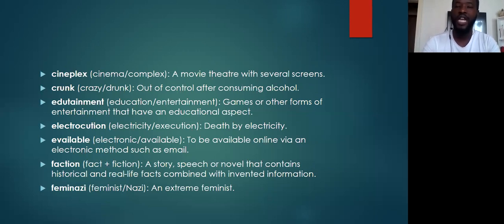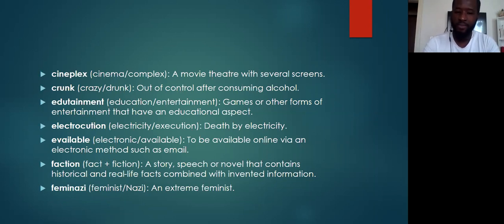Edutainment, what does it mean? It means education plus entertainment. So it means games or other forms of entertainment that have an educational aspect. For example, now you are working with your students, you are in the class, so you are just going to play a game with them. You have some Jeopardy, you have, for example, some hangman. These are games which are just going to teach something. So you can call it edutainment, okay?